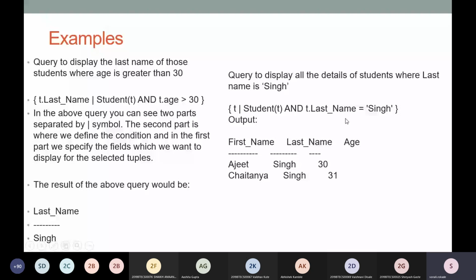is equal to Singh. One more thing I would like to request: if we were offline, I would have solved a number of queries in front of you. But I request you all to solve a number of queries of this relational calculus in this way.